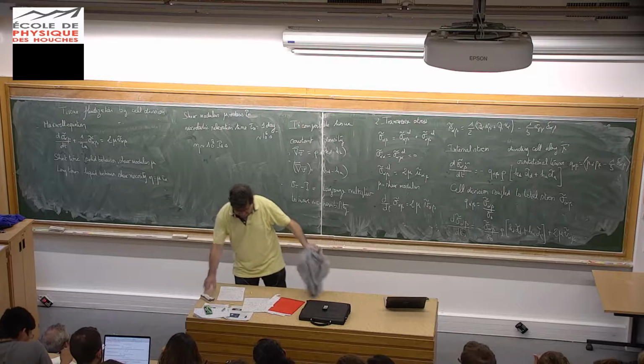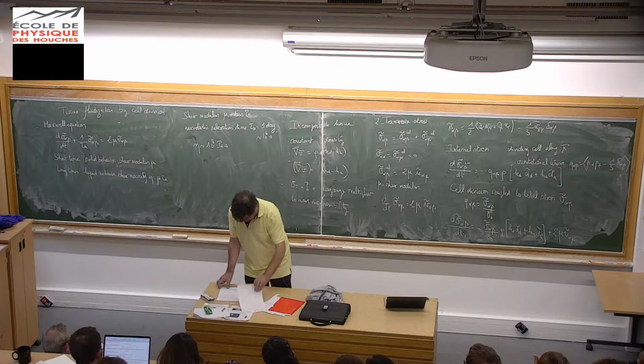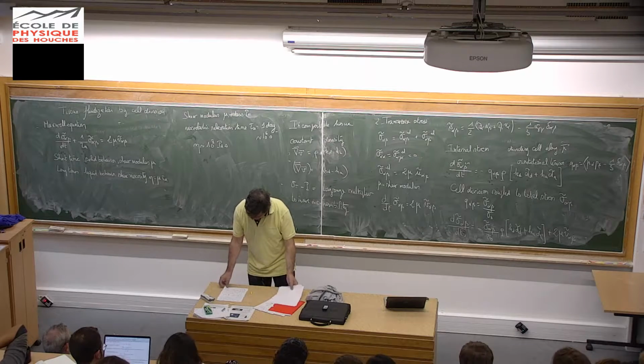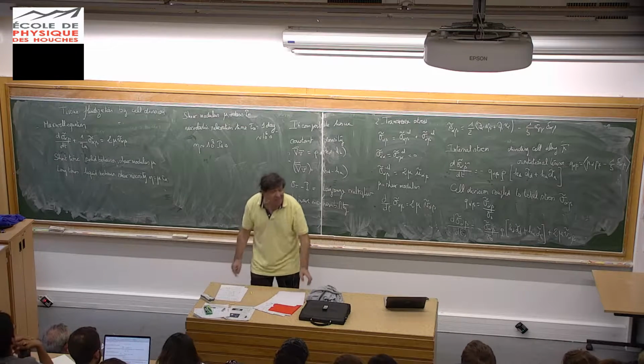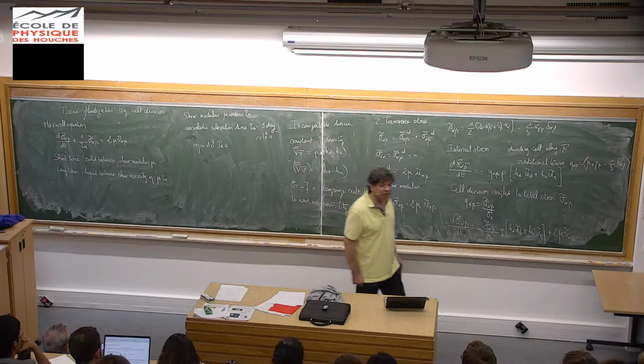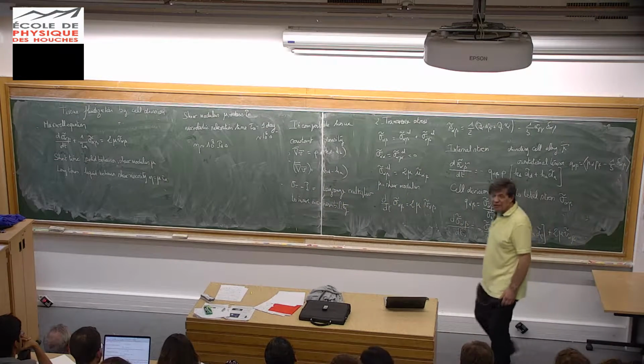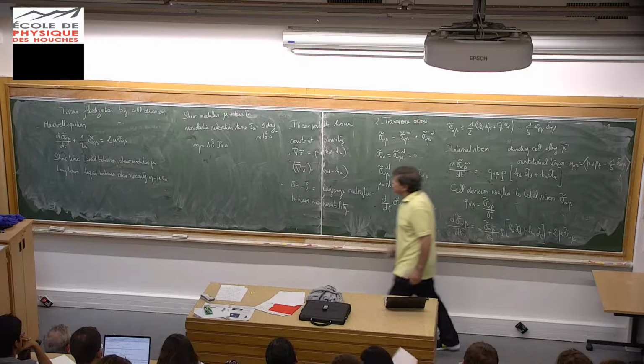So that's kind of the basis of what I wanted to do today. Now what I want to do is show you examples on how you can use these equations. And the first thing I want to discuss is what is the diffusion constant of a cell in a tissue.